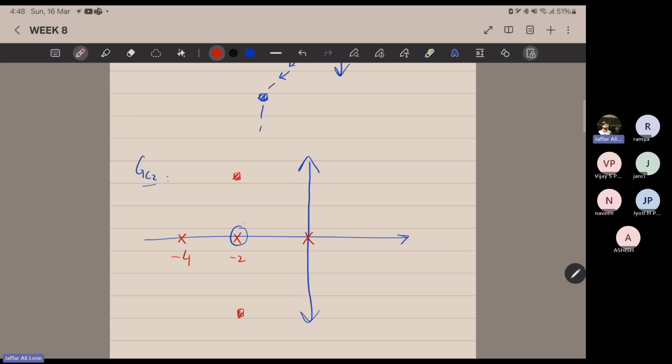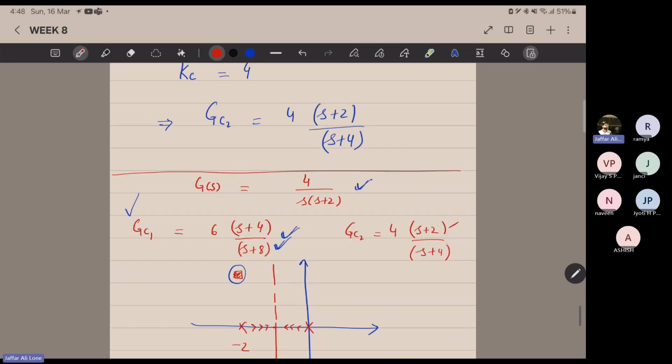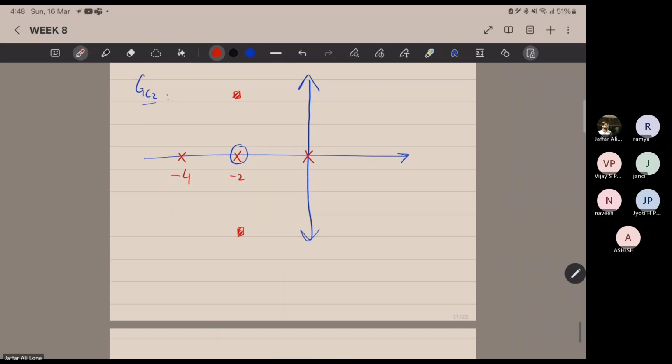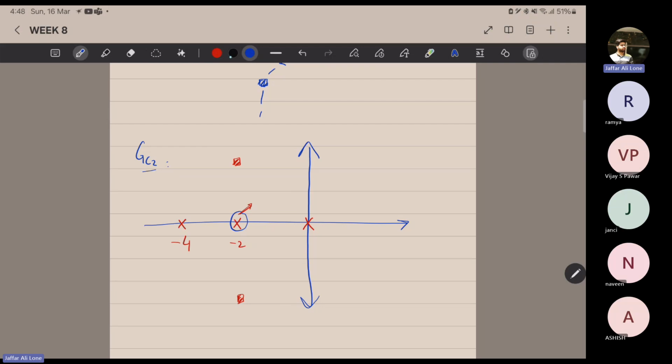Now if you see here, this zero will be cancelled with this pole. So there will be pole zero cancellation, and this point will not be there. When this pole at -2 and zero at -2 are cancelled, what will my root locus look like? My root locus will look like this whole region. Then if you find the centroid, it will be something like this. So your root locus will be something like this.